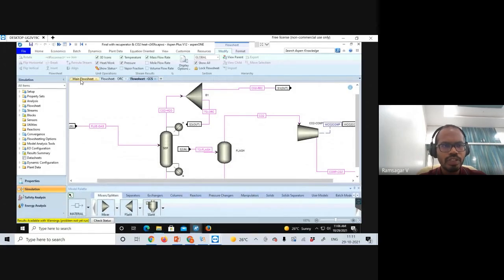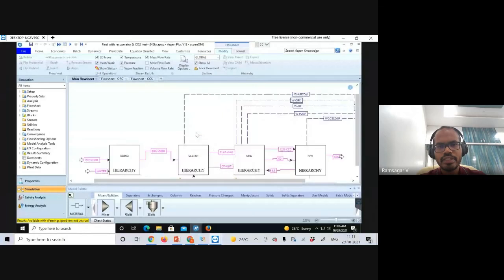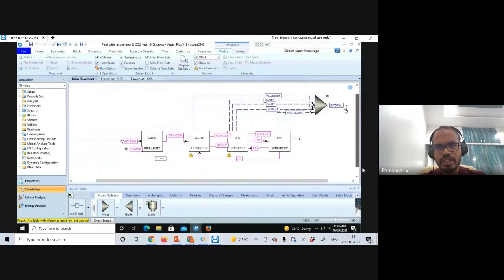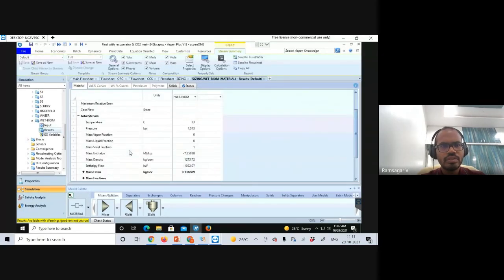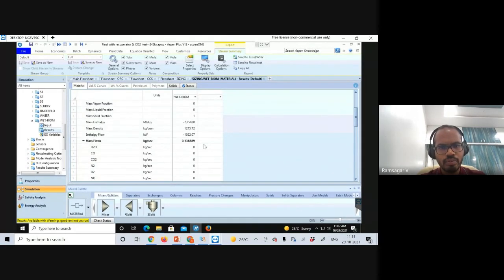So this is the flow sheet we have simulated, right? As I said, you can do the simulations in Aspen hierarchically by connecting different units in a hierarchy. For example, this is the sizing, followed by CLC, followed by the ORC we have, followed by carbon capture and sequestration pressure. So this is the biomass we have considered. Mass flows, you can see 0.13, yeah, 0.14 kg per second of wet biomass we have considered.